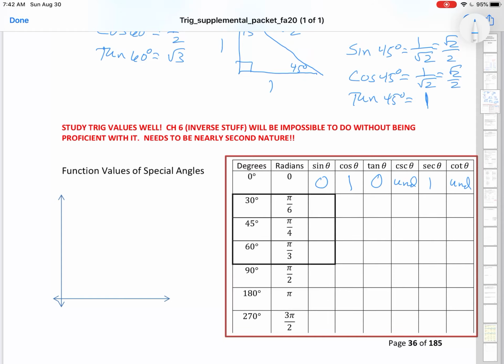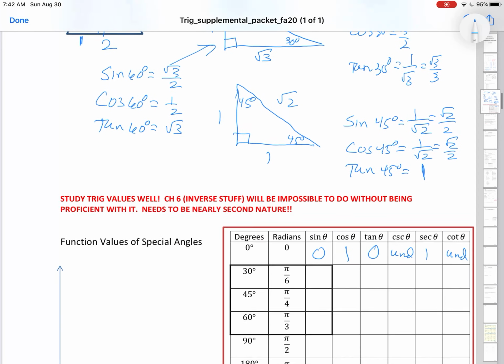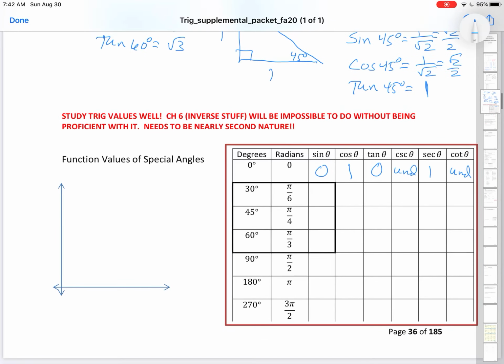Pi over 6. Sine of pi over 6 we saw was 1/2. Okay, so if I draw that angle down here and call this one the 30-degree angle, remember it was 1, root 3, and 2. So just remember 1, root 3, and 2 are all connected. Opposite the smallest angle is the smallest side. And then opposite the 60-degree angle is the largest leg of the triangle coming through there. So you'll get it memorized.